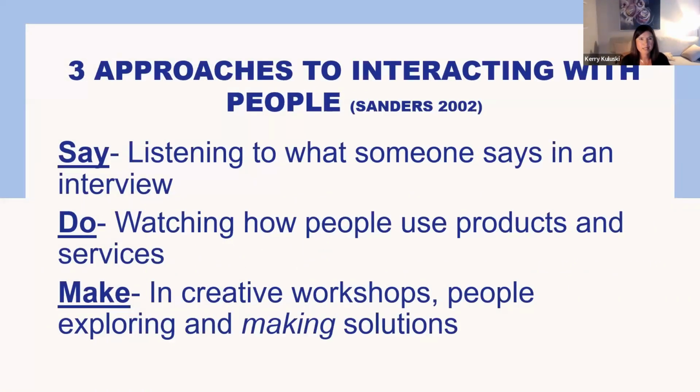To break it down even more simply, we can look at Sanders' work from 2002. They talk about three approaches to interacting with people: say, do, and make. Say is about listening to what people have to say. Do is watching how people might use products or services. And make is where co-design fits more concretely. It's about coming together in creative workshops and discussions to explore things and make solutions. Of course, all of these things combine together when you're doing co-design work, but it's another framework to help situate what we're doing in the different degrees of engagement.